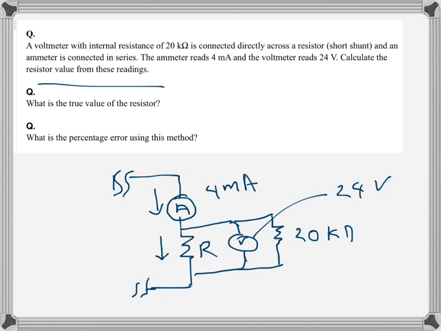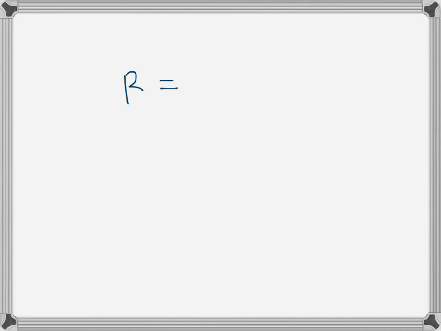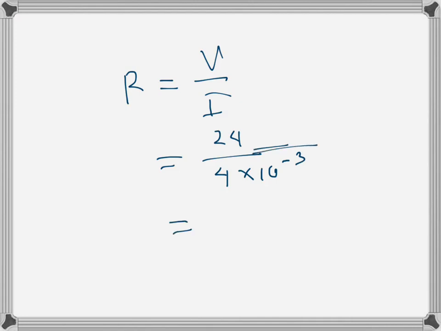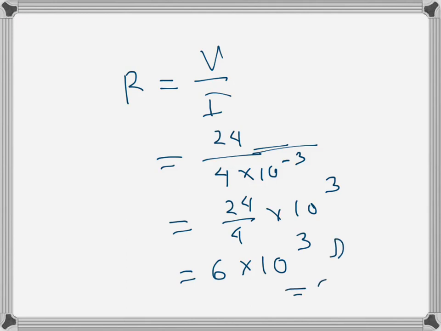So we need Ohm's law. We know Ohm's law, R is equal to V over I. The voltmeter reading is 24 volts and the ammeter reading is 4 milliamps. The units are not the same. This has to be converted into amps, so we can write 10 to the power minus 3. This becomes 24 over 4 times 10 to the power 3. So the unit will now be 6 into 10 to the power 3 ohms, or we can say 6 kilo ohms. So that is the resistance that we are getting just from the readings.